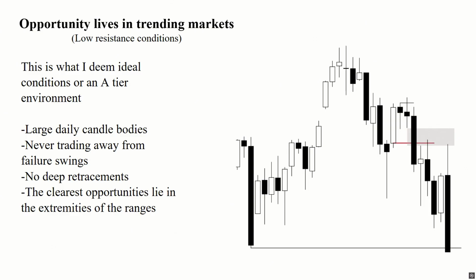This is what I mean. This is a perfect example of when I'm looking and hunting for trades in a low resistance environment, when opposing candles are being respected, when you have clear, concise highs being raided and rejected, and lows being displaced through, in this case because this is a bearish example. And that is a classic signature of a bearish expansion phase. And this is what I deem ideal conditions or an A-tier environment.